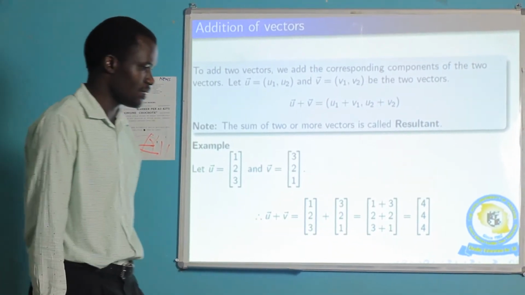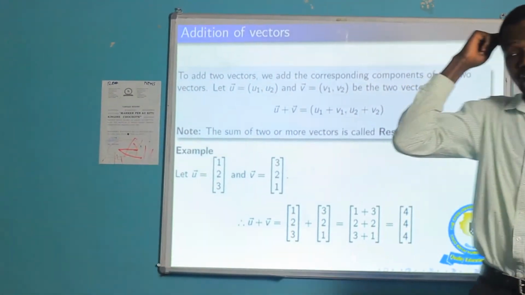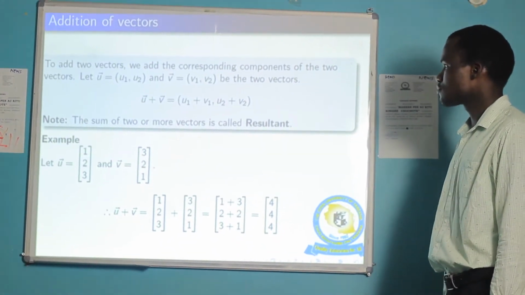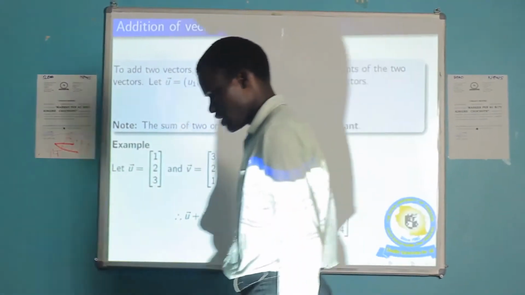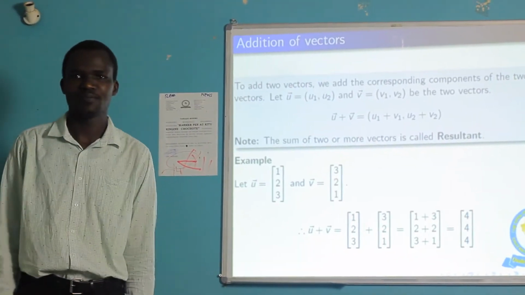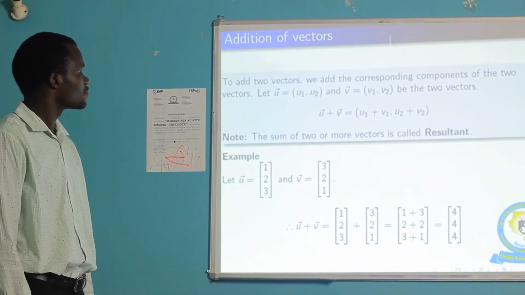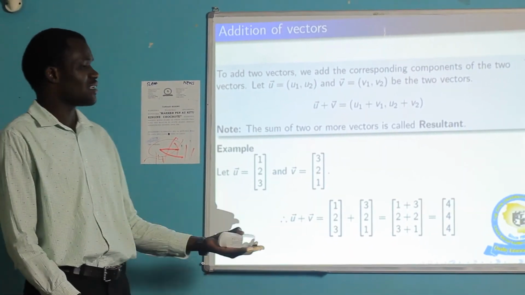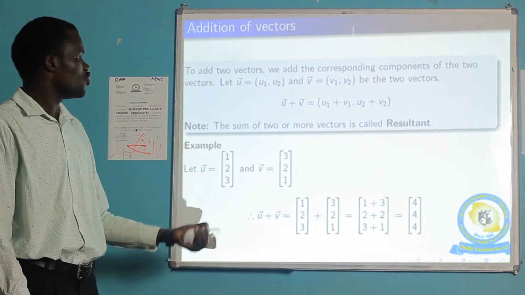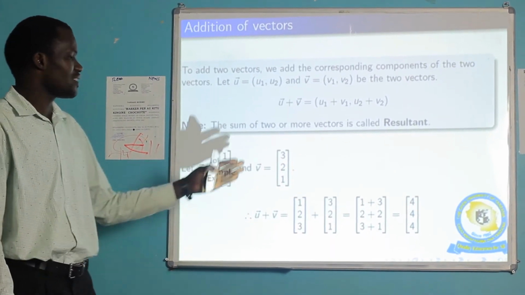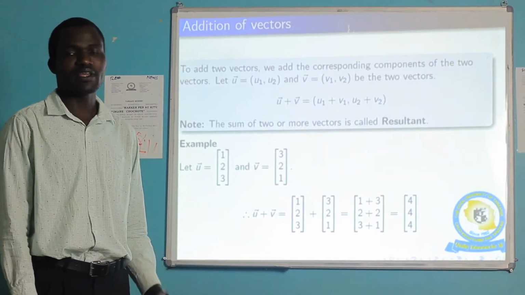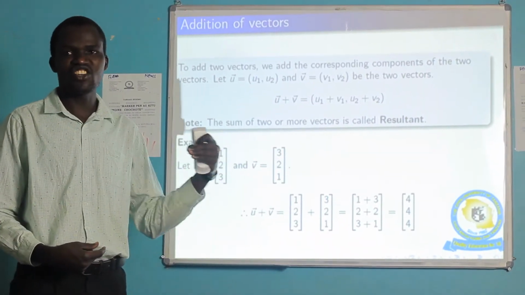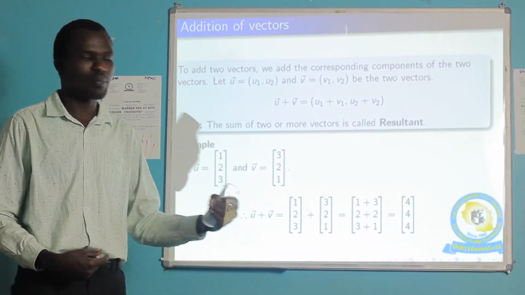Okay, the next part is about the operations on vectors. The first operation we are going to see here is addition. Addition of vectors. So let's say we have two vectors, u and v. To add these two vectors, we get another vector. It's just by taking the addition of the corresponding components of the vectors.